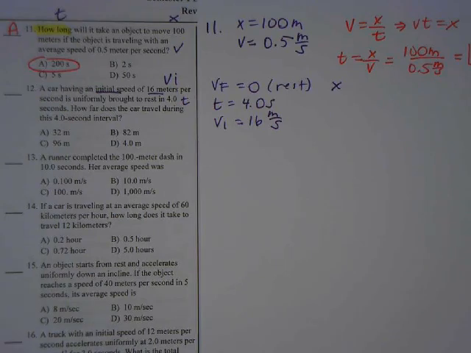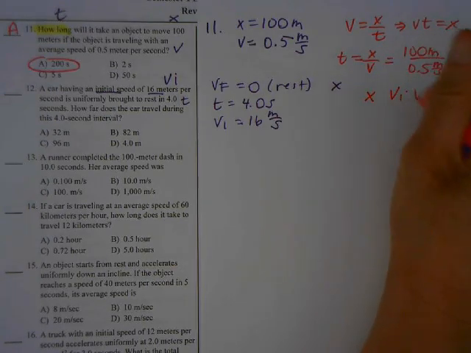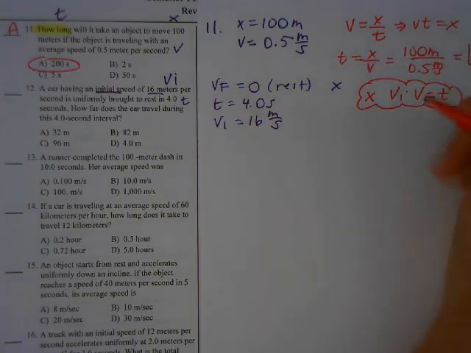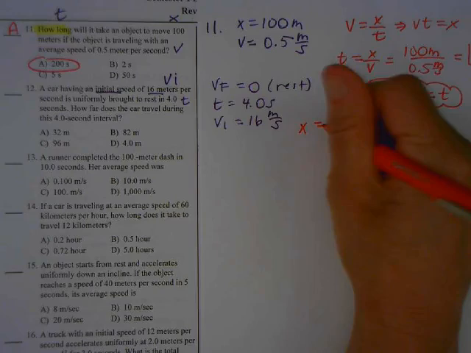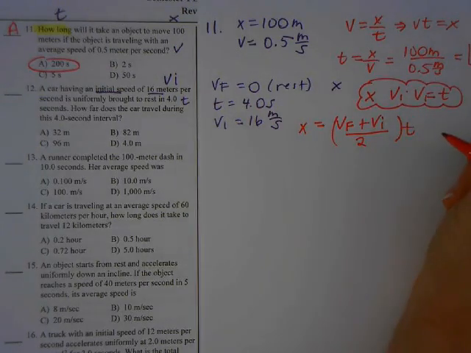So I say which equation has these 4 variables, x, vi, vf, and t. So that's the equation. x is equal to (vf plus vi) over 2 times t. So it's going to be (0 plus 16) over 2 times 4. So 16 divided by 2 is 8 times 4 is 32.